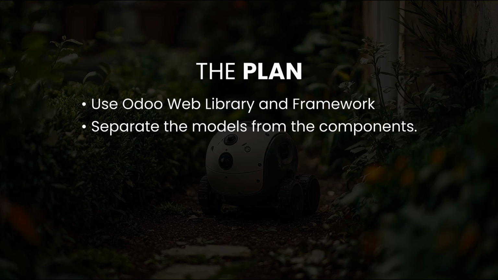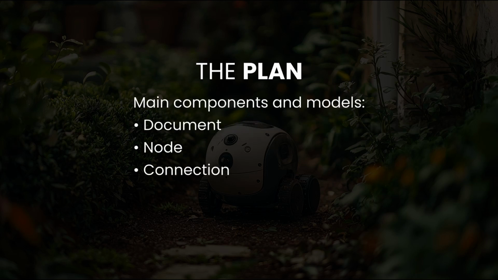Firstly, since we're creating it for Odoo, we'll be using the Odoo web library and framework. This will provide us with a solid foundation to build our app on top of. Secondly, we'll separate the data of the graphical elements from their OWL components into their own models. In other words, we'll create an OWL component and a model for each graphical element. This time, we're going to model elements analogous to drawing pages. The work area is a document page, or document for short, while the elements are drawing objects, etc. Therefore, we'll have three main components: document, node, and connection, and three main models for each component.